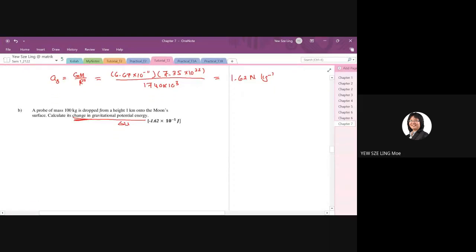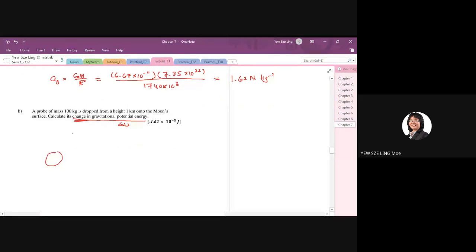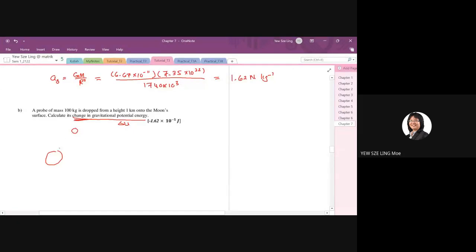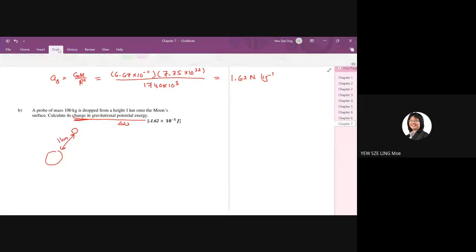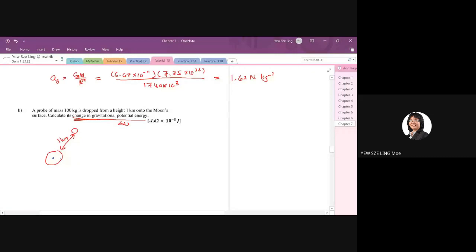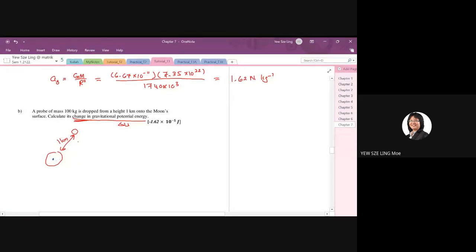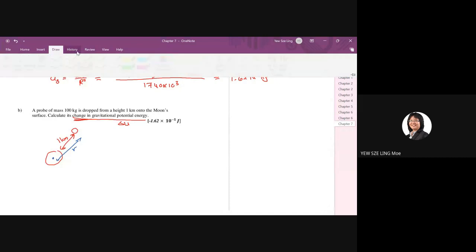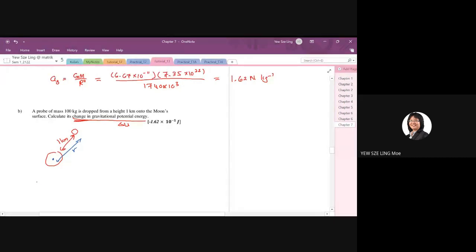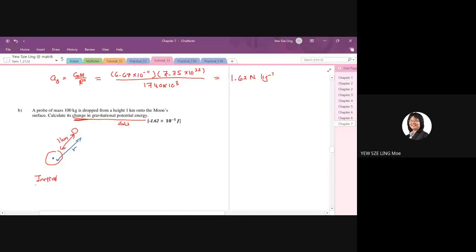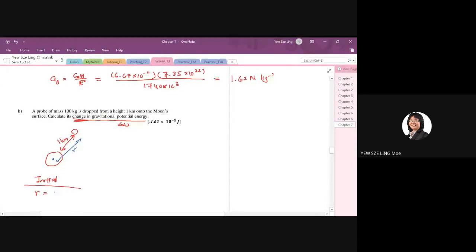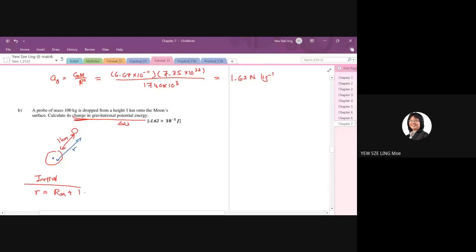A probe of 100 kg is dropped from a height of 1 km. So now you have a moon and the probe is located 1 km above the moon. You have to recall that in order to calculate the potential energy, you need the r from the center. So this is your initial position: r equals R moon plus 1 km, which is 1 times 10 to the power of 3 meters.